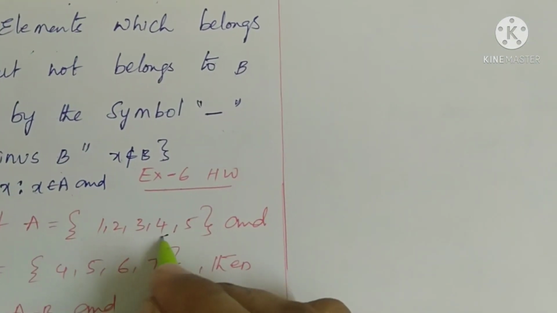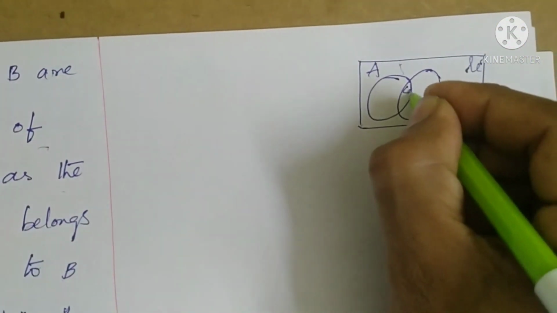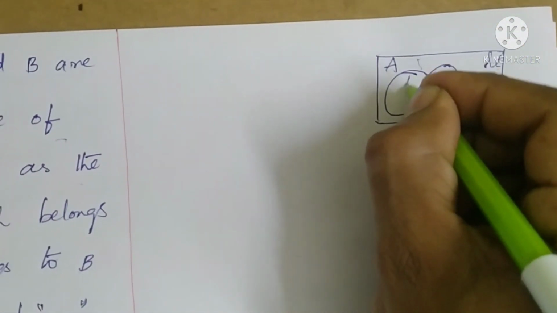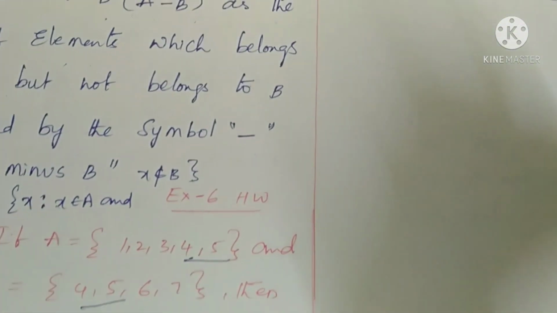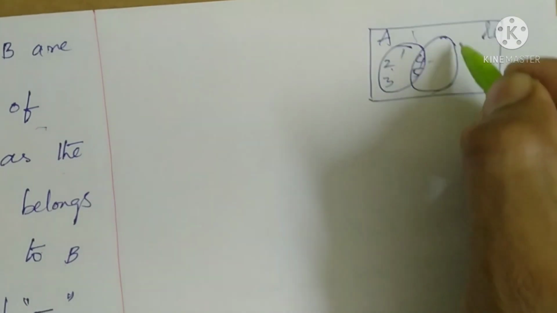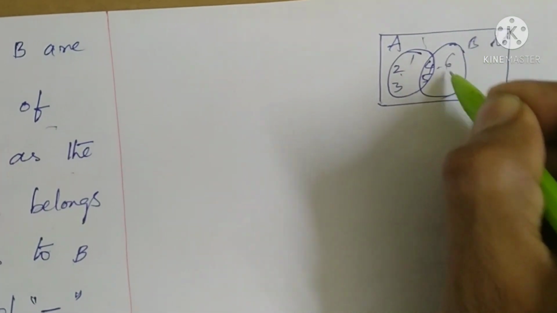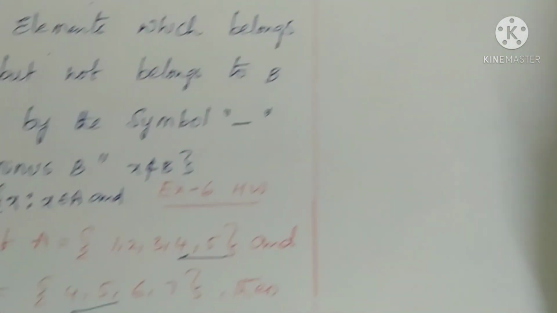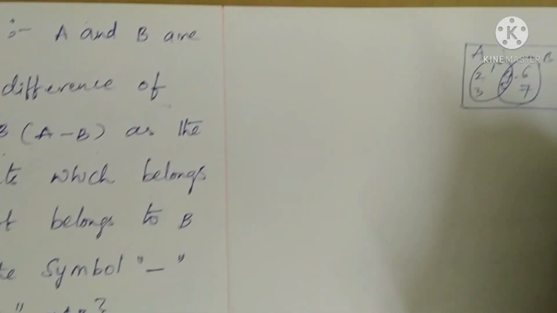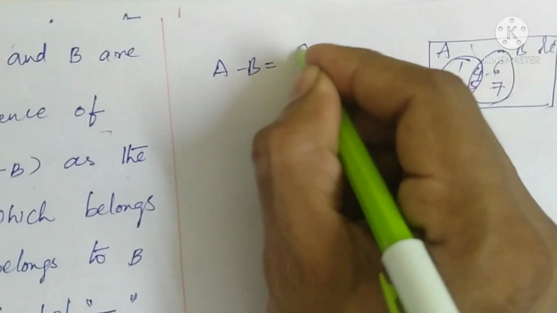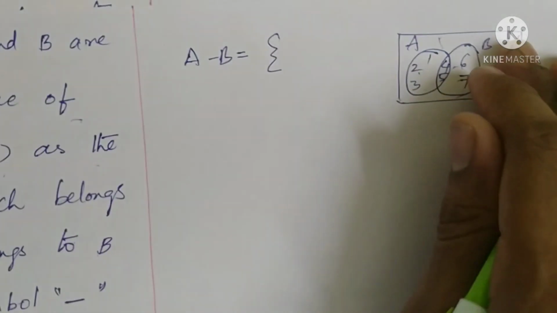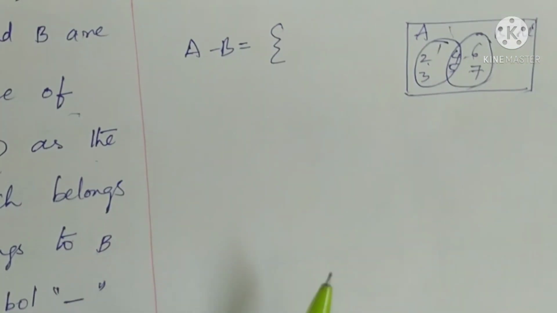Here the common elements are 4, 5. So the intersection is {4, 5}. A has 1, 2, 3, 4, 5 and B has 4, 5, 6, 7. So here we have to find A minus B first. A minus B is equal to the set of elements which belong to A only, not belonging to B.